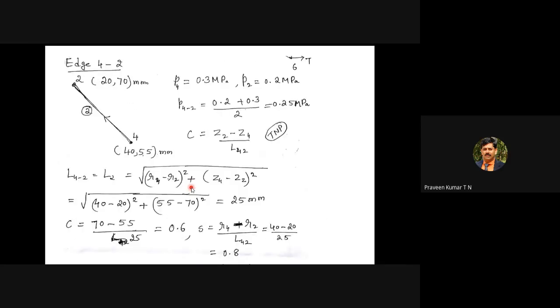Now in a similar way you have to find C and S. C is always (Z2 minus Z4) divided by L42, that is nothing but (Zj minus Zi) divided by Lij. So C is 70 minus 50 divided by 25. The length of the edge is again 25 mm, so C is 0.6. And S is nothing but (Ri minus Rj), that is R4 minus R2, divided by L42, that is divided by 25. Finally we get 0.8.